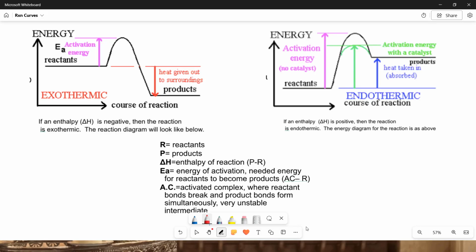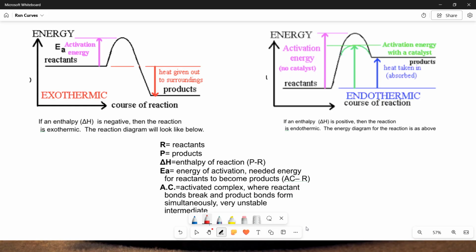This is the first of many videos on thermodynamics, and we're going to start with reaction energy curves. By looking at the process of a reaction from the beginning with the reactants to the end with the products, we can see what type of energy is going in and coming out in a reaction. And we can label these curves also.